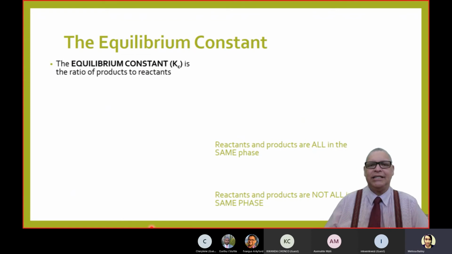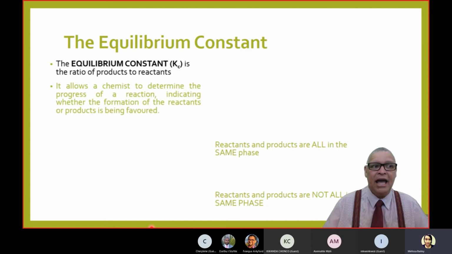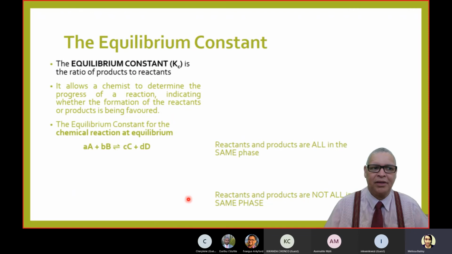What is in the denominator? The concentration of the reactants. And this is basically what we are going to establish this morning. You see, the equilibrium constant, as you can see on the monitor, allows a chemist to determine the progress of a reaction, indicating whether the formation of the reactants or the products is being favored.